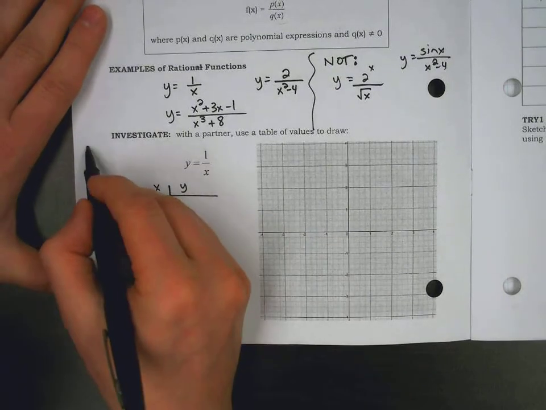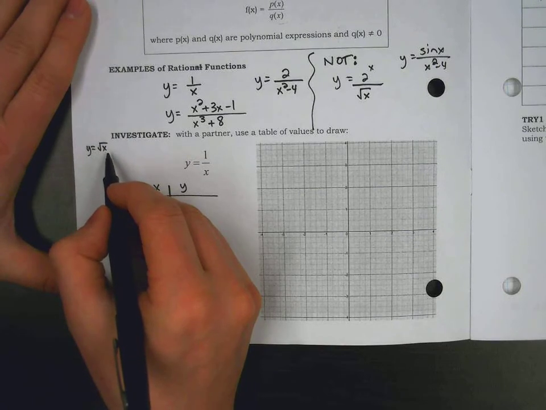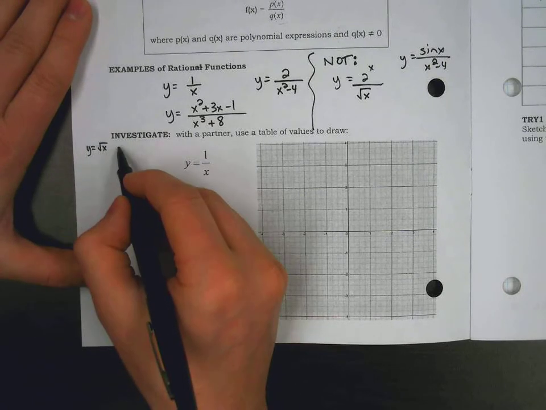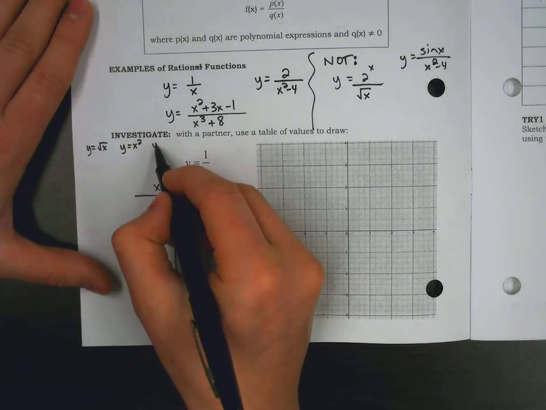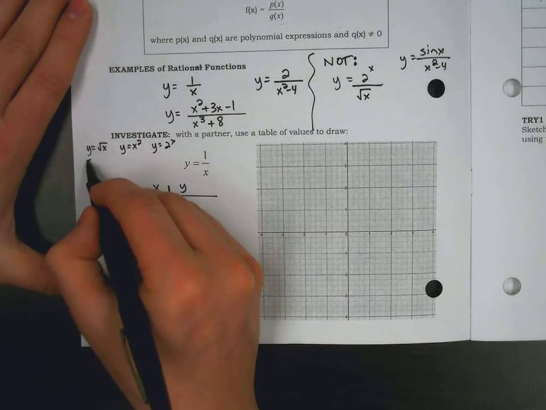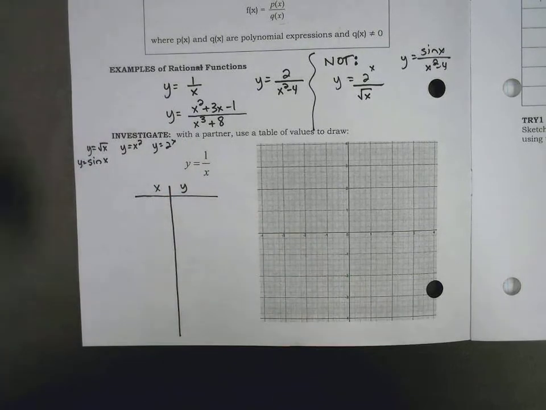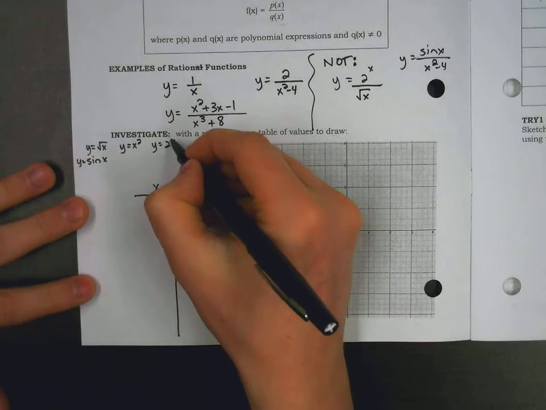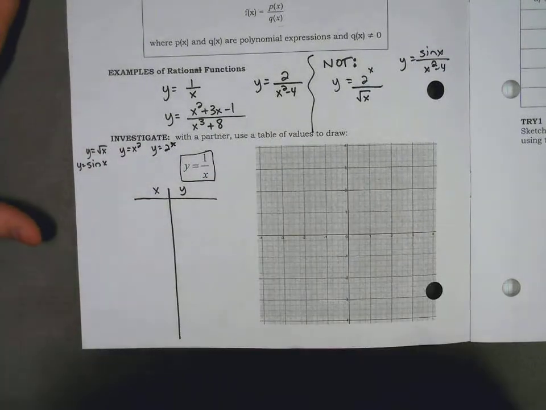Some base functions we've talked about already are the square root of x. We've stretched and flipped and done stuff to that. We've taken x squared, especially last year. We've taken 2 to the x. We've taken sine of x. We've taken a lot of base functions and done stuff to them. Here is today's, and in chapter 9, the base function for a rational function.